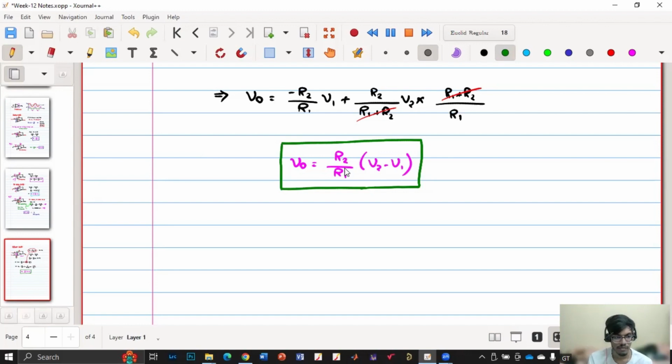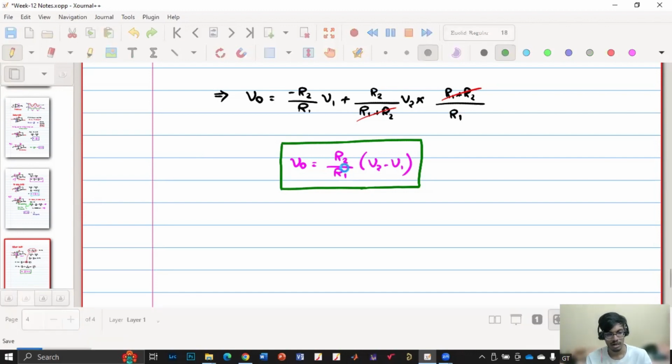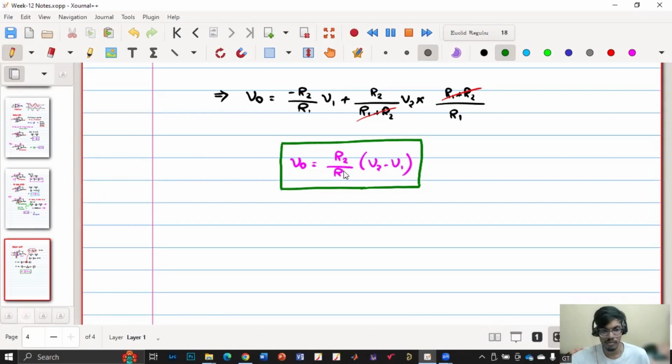So I'll consider whichever is available in the market at lesser price. I'll consider that R1 and R2 and I'll select. So these are some practical challenges and issues that I have faced, and that's why I'm sharing this knowledge.